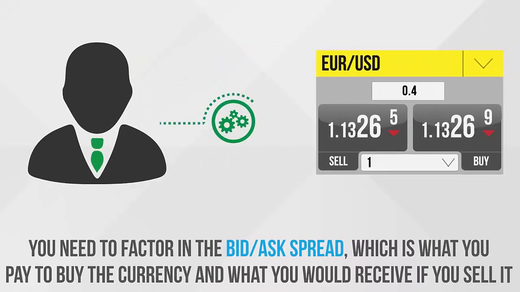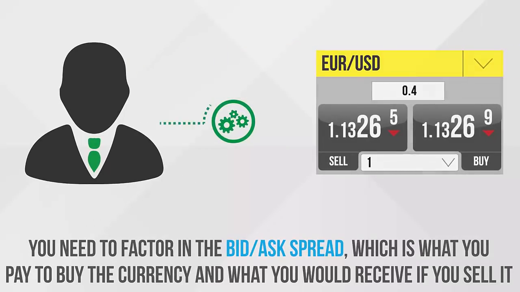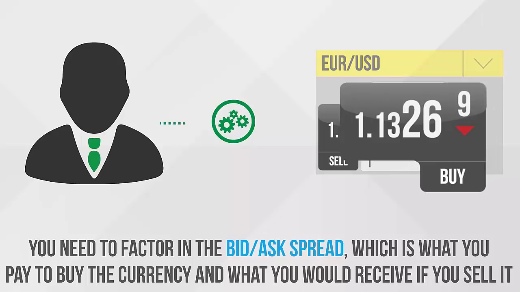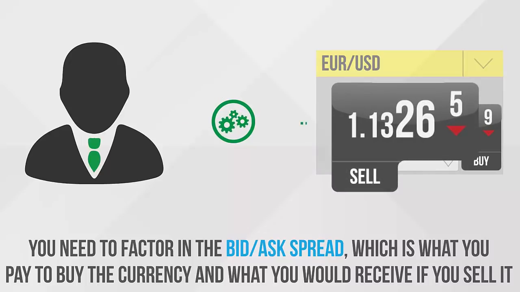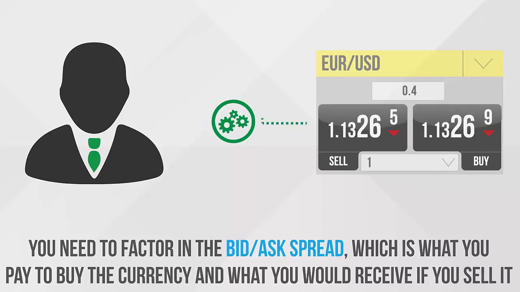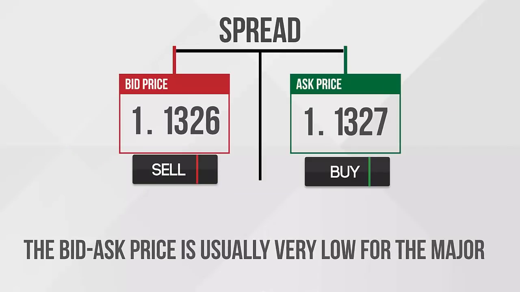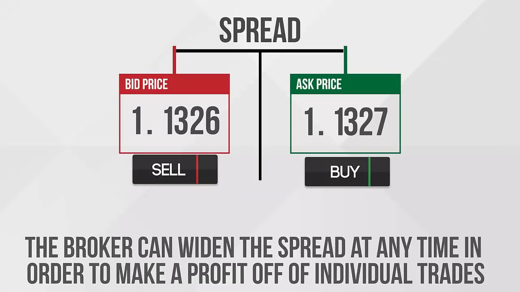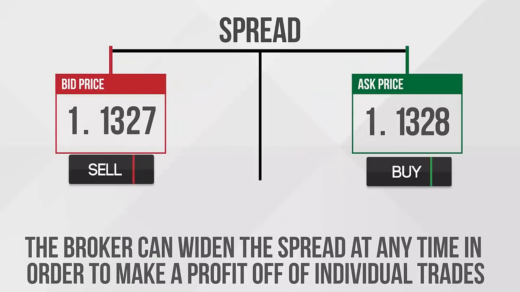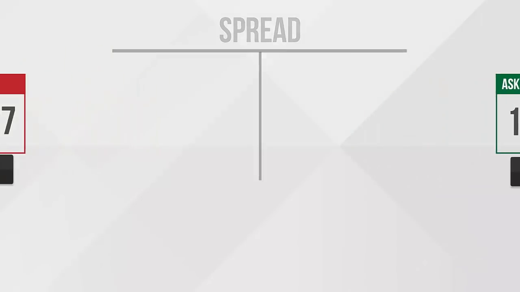You have to factor in the bid-ask spread, which is what you have to pay to buy the currency and what you would receive if you sell it. The bid-ask price is usually very low for the major currency pairs. But it's important to note that the broker can widen the spread at any time in order to make a profit off individual trades.